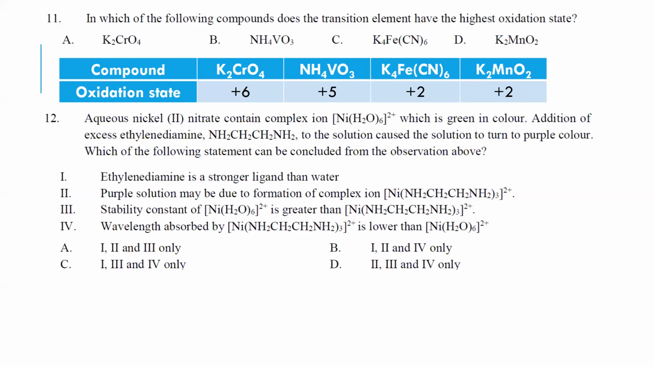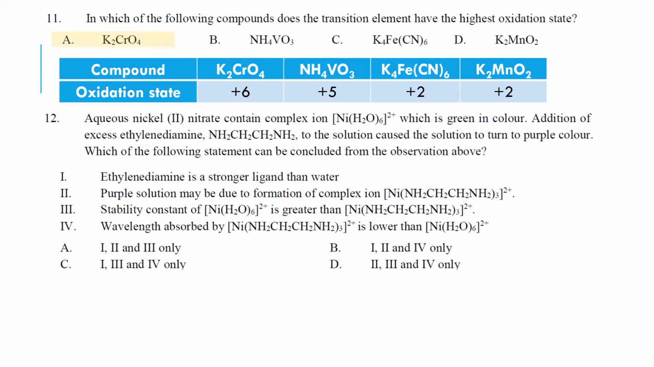Okay, so at the end of the day, you get the transition metal to be in the +2 oxidation state. And last but not least, K2MnO4, so this is a manganese oxide. The oxidation state of manganese in here is +2. So the highest, as you can see in here, will be A.